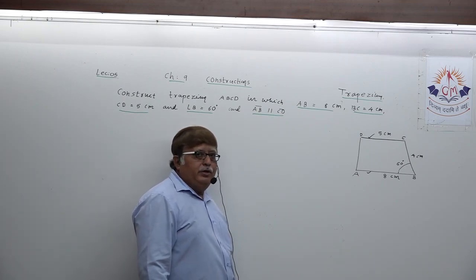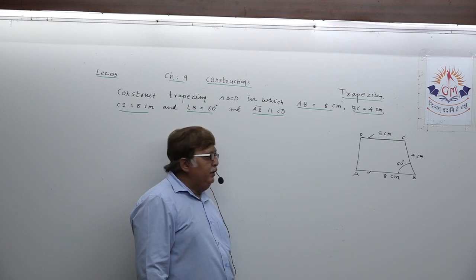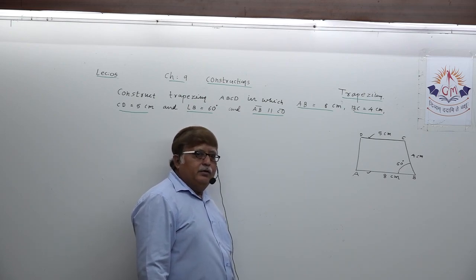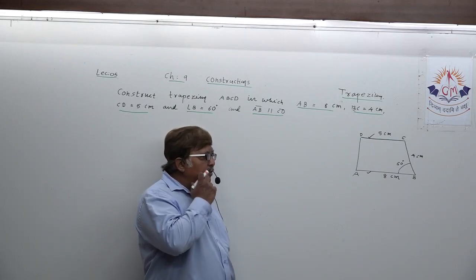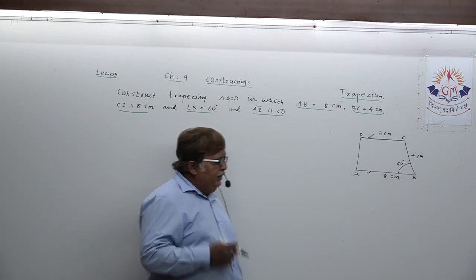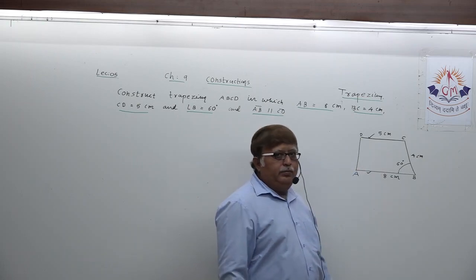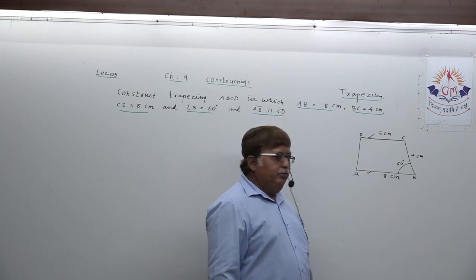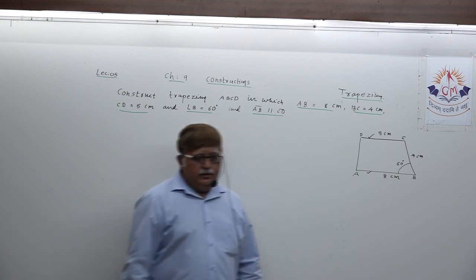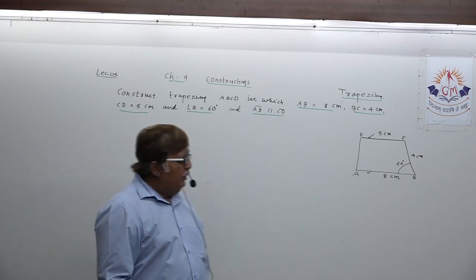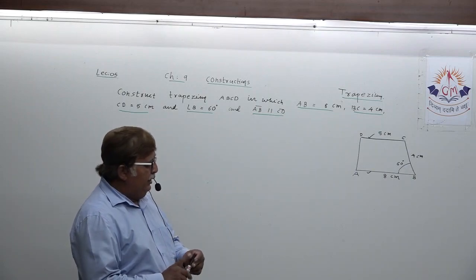How can it be realized? Understand, that is what we are going to discuss today. How can you become sure that AB will be parallel to CD? Okay. As we continue the construction, I will give you the guideline.